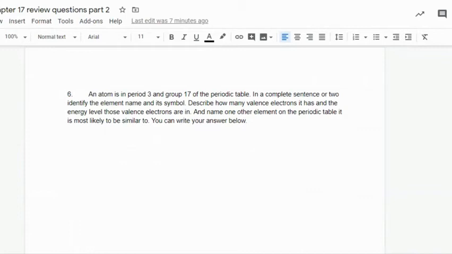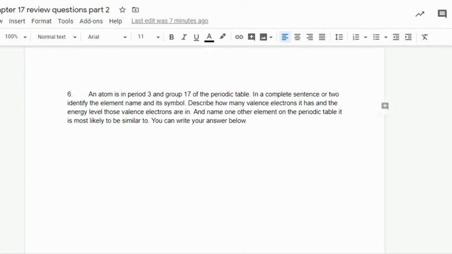The atom is in period 3 and group 17. Period 3 is the third row down. The first period is just hydrogen and helium. The second period starts with lithium, and the third period starts with sodium, Na. If you go across in that sodium row, all the way across to one group from the far right, you'll see that Cl is the element symbol and chlorine is the element name. So the element name and symbol is chlorine, Cl.